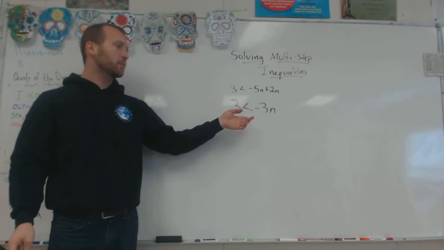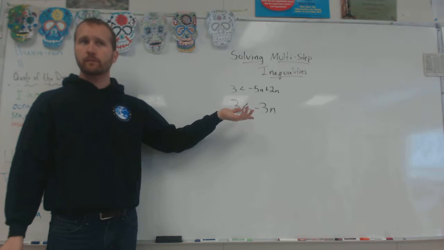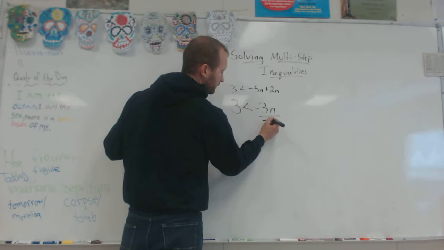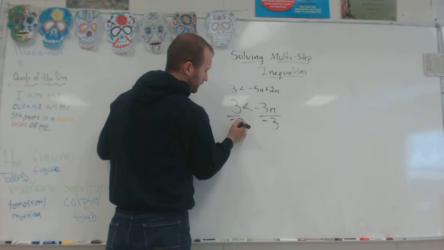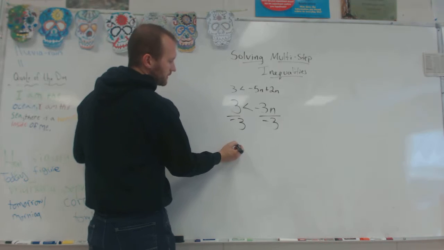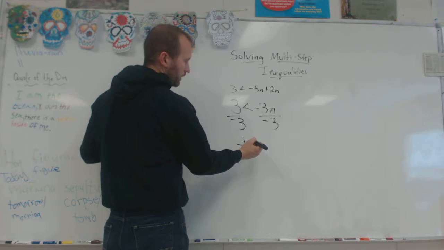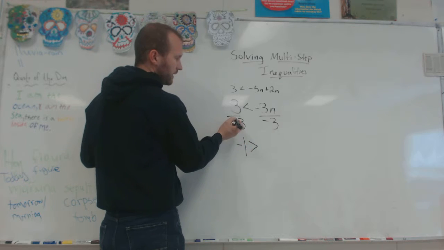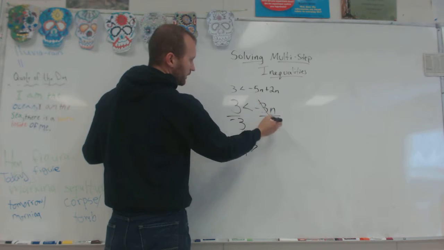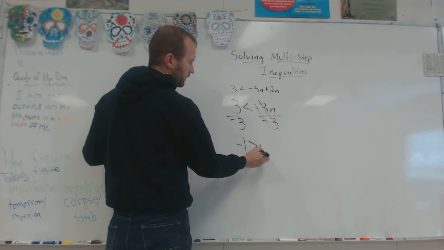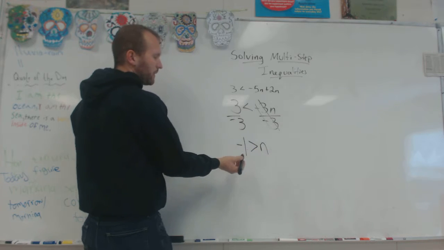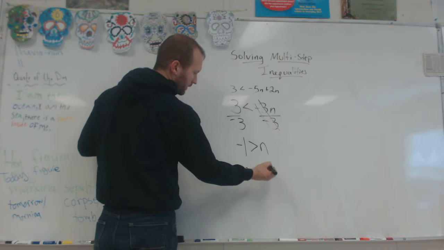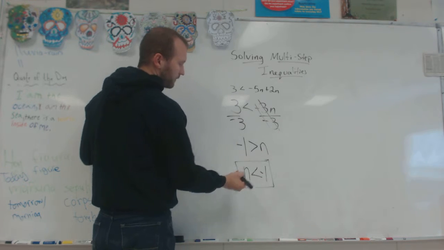And now this looks like a problem that we've done before. So now we would divide by negative 3. 3 divided by negative 3 is negative 1. What do I have to remember to do? Switch the sign because I divided by a negative. The negative 3's cross out. n. Now I'm going to rewrite this as n is less than negative 1 because that's going to be easier for me to graph.